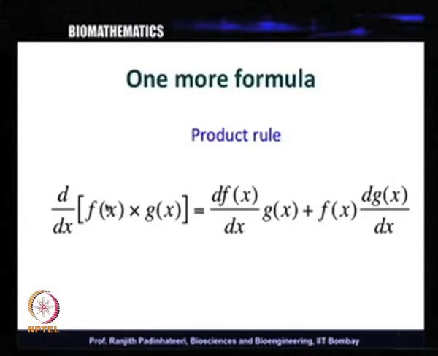So, this is simple. First, find the derivative of f of x, df by dx, multiplied by g of x, plus f of x into dg by dx. So, this is the product rule of differentiation. If you understand this, you can learn a lot of things just by using this one formula. If you remember this one formula, you can keep using it and find the derivatives of many functions. So, let us take the simplest example for this formula.